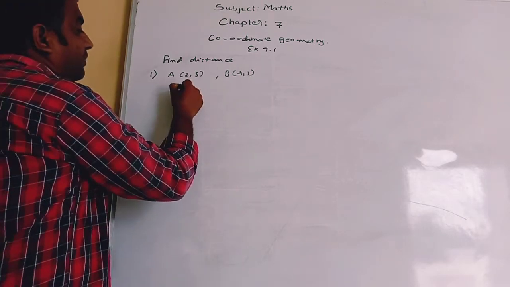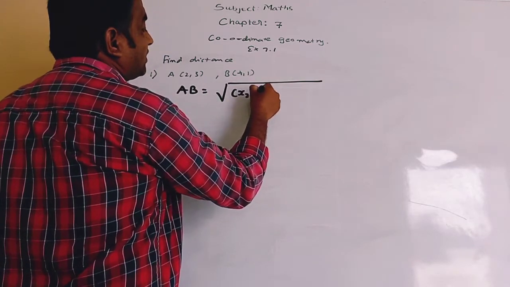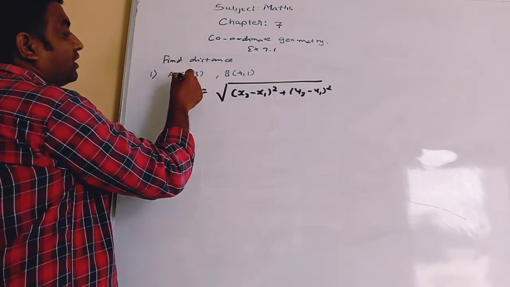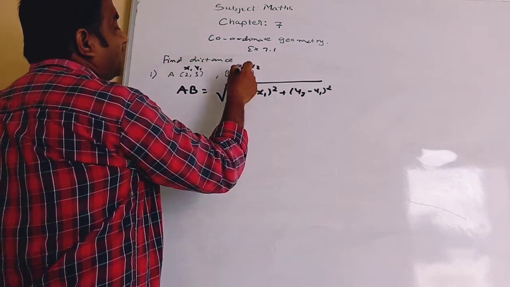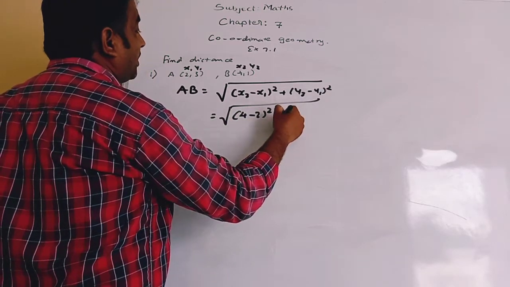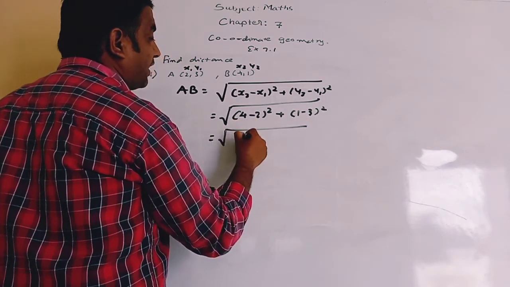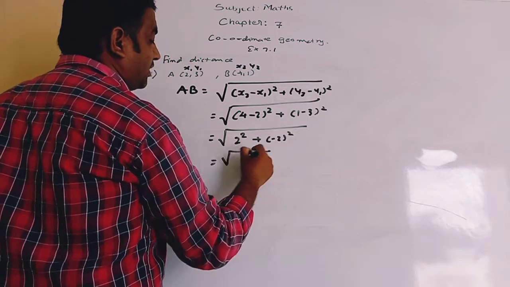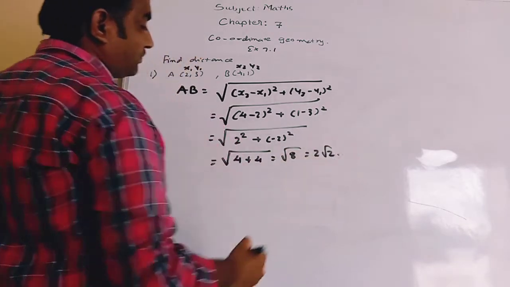So AB distance we can find with the distance formula, that is the square root of (x2 minus x1) square plus (y2 minus y1) square. Now we take these 2 points as x1, y1 and this as x2, y2. Then (4 minus 2) square plus (1 minus 3) square. So 4 minus 2 square is 2 square and 1 minus 3 is minus 2 square. So 2 square plus 2 square, 4 plus 4, it is root 8, which means it is 2 root 2.